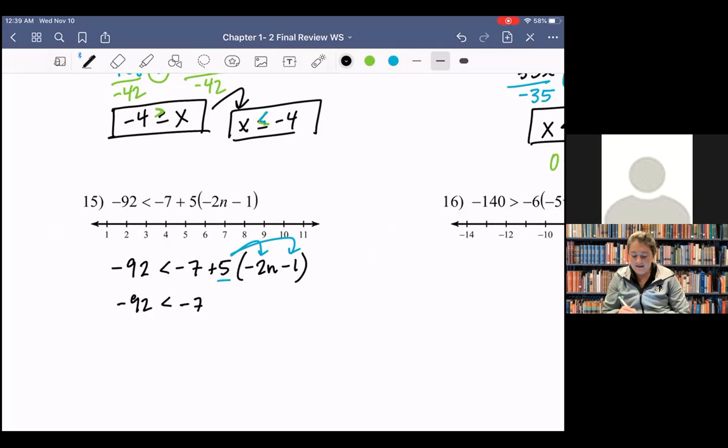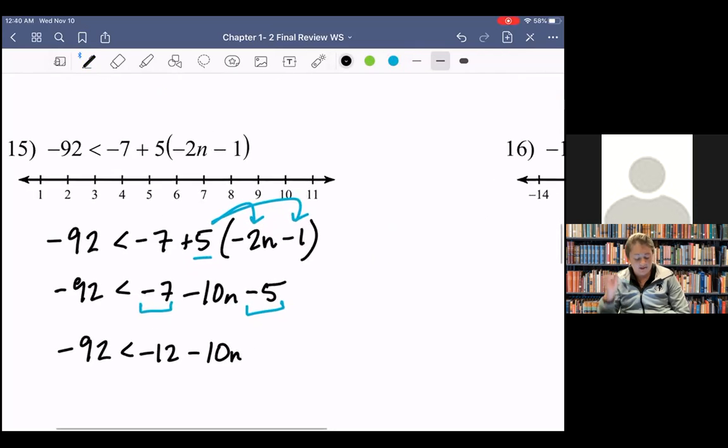Okay, +5 times -2n is -10n. +5 times -1 is -5. So there we are. I need to combine my like terms, which are my -7 and my -5. So I have -92 is less than -12 minus 10n. Notice I didn't multiply those or anything. I just added together the -7 and the -5 because they're on the same side. So I combine them together to get -12.